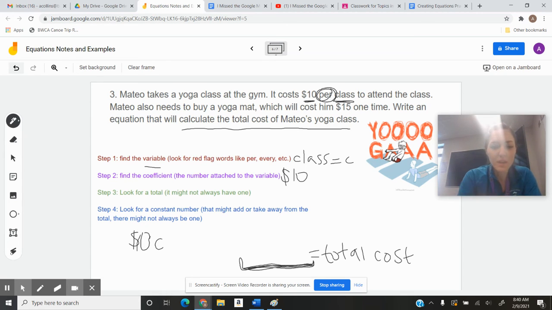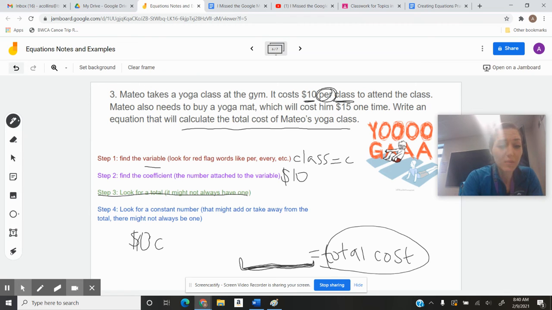All right, let's look to see if there is a total. And in this case, there's not a total. That's what I'm looking for or trying to calculate. Okay, so there's no total. Now we need to look for a constant number that might add or take away from the total. And there might not always be one. In this case, there is.